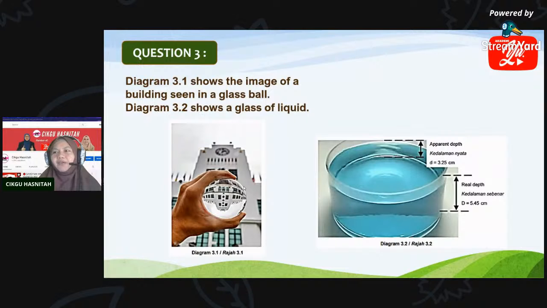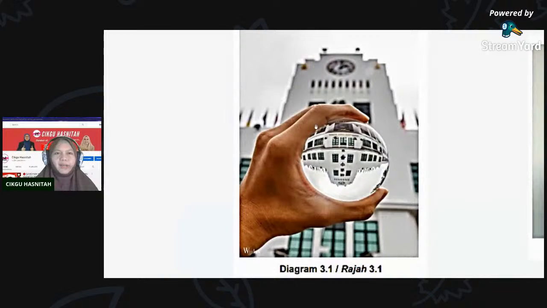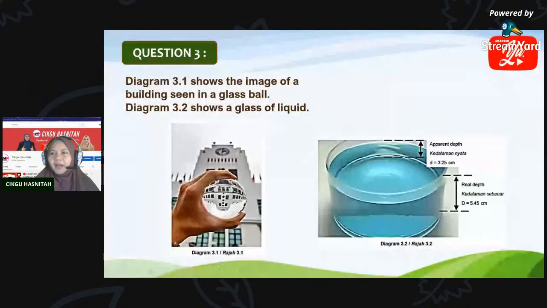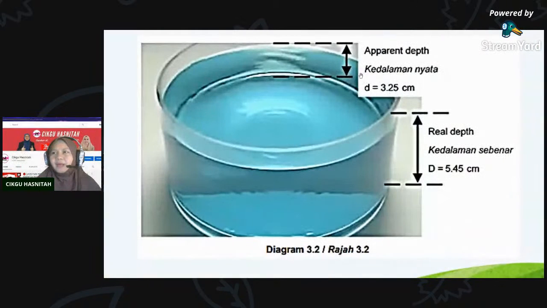Question number 3, they give you two diagrams, 3.1 and 3.2. It shows an image of a building seen in a glass ball. This is diagram 3.1. A man is holding a glass block, and you can see that there is an image of the building in front of him. Study the characteristics of the image carefully. And in diagram 3.2, there is a container containing water inside, and given the apparent depth is 3.25 cm and the real depth.